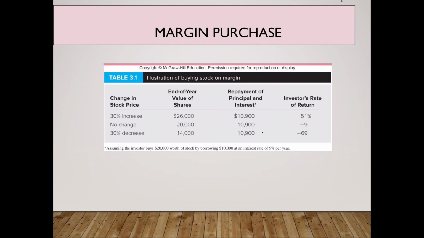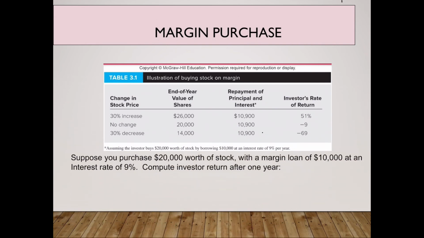So let's take a look at an example where we are going to purchase $20,000 worth of stock with a margin loan of $10,000 and an interest rate of 9%, and we want to compute the investor return after 1 year. So let's first of all say that the price rises by 30%. In this scenario, I have invested $20,000 total in this stock that has now increased by 30%. So I multiply it by 1.3 to get my total return on the investment.